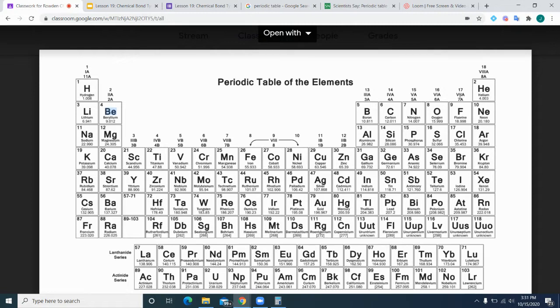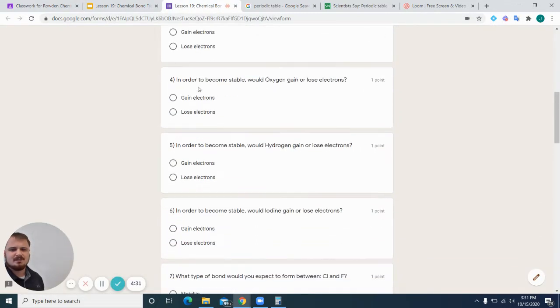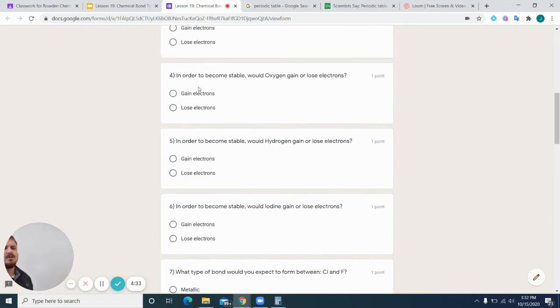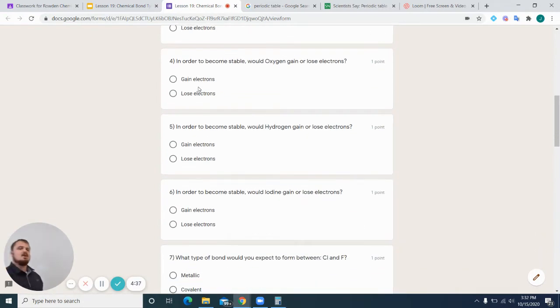What would be easier, to lose all 7 and get back down to the previous shell, or to gain 1 and fill it up? The answer is gain 1. So chlorine wants to gain valence electrons. I want you to try calcium, oxygen, hydrogen, and iodine. So press pause, try these, and then I'll run through the answers.